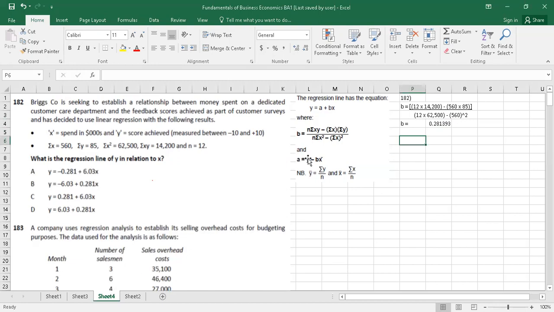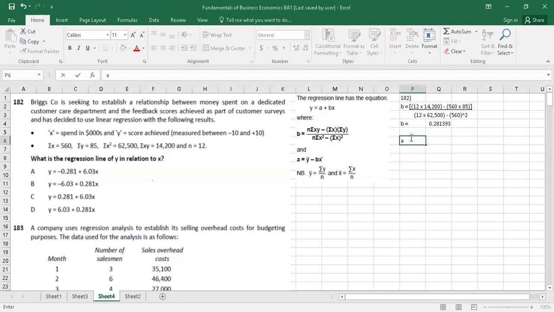A is equal to y bar minus b x bar. So now A is equal to, we need to know what is y bar. Y bar, bar is basically the average. So y bar is the average. So sigma y, which is 85, 85 divided by 12. So that will give us y bar. Then minus b. Already we know b value. X bar. X bar is sigma x by n. So we can substitute these values.